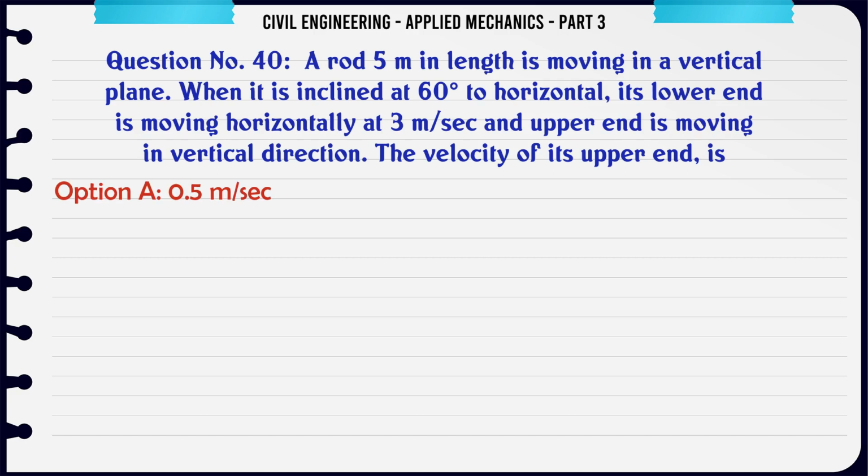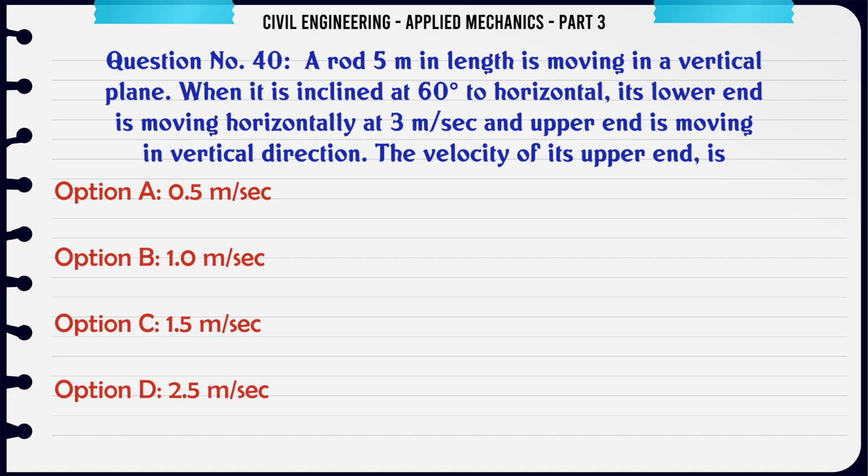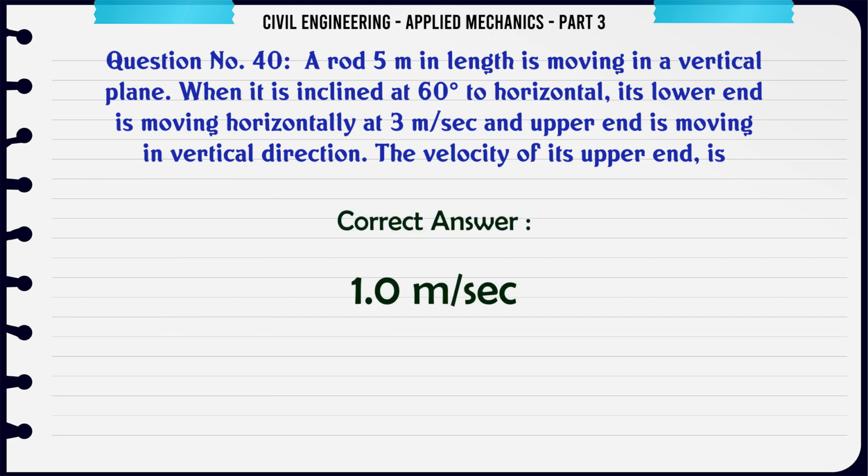A rod 5 m in length is moving in a vertical plane. When it is inclined at 60 degrees to horizontal, its lower end is moving horizontally at 3 m/s and upper end is moving in vertical direction. The velocity of its upper end is A. 0.5 m/s, B. 1.0 m/s, C. 1.5 m/s, D. 2.5 m/s. The correct answer is 1.0 m/s.